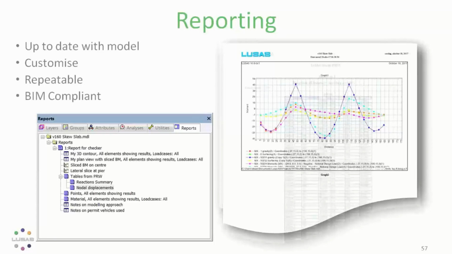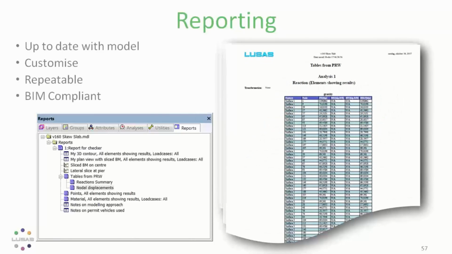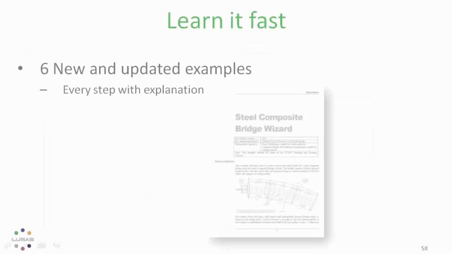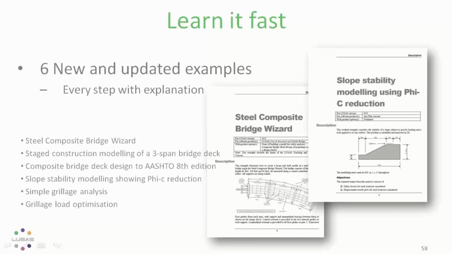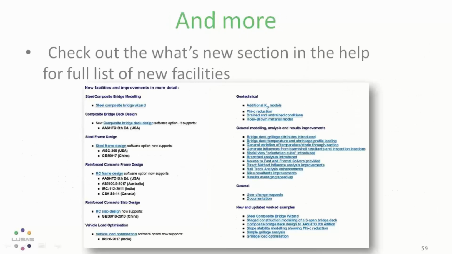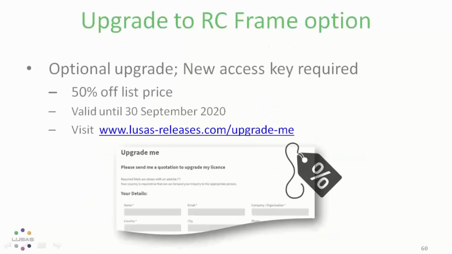You can easily generate tables of data by referencing in your print result wizard tables, and you can also add your own notes to the model and reference them in your reports too. In this new release, there are 6 new and updated examples in the online manual to help you go through the new tools that are in this new version of LUSAS. Of course, the online help also has details of what is new in version 19 generally, some of which we've not had time to cover today.